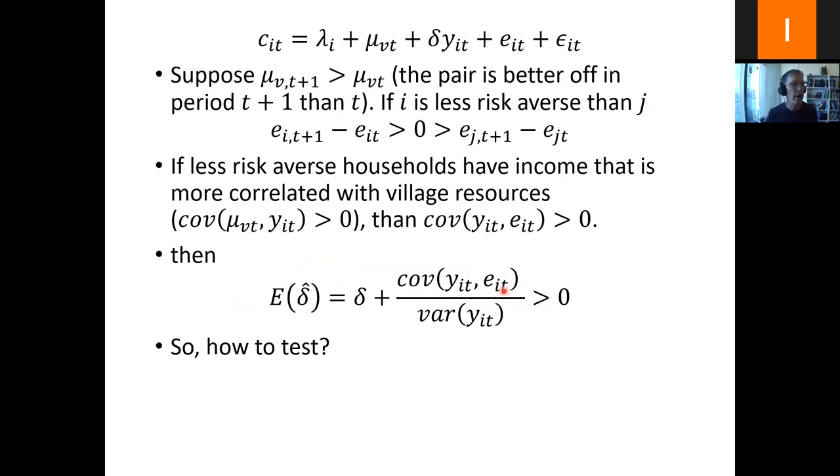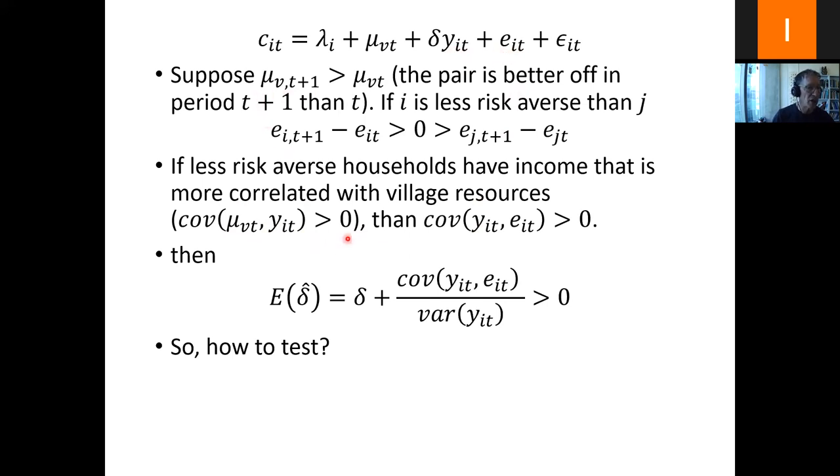And suppose that resources are better in period t+1 than t. So just like I showed you on that graph, suppose the village has got more resources than they did before. Then if i is less risk averse than j, i is going to have a bigger e in period t than j, because j is more risk averse, so it increases its consumption less, whereas i is going to increase its consumption by more. If at the same time, less risk averse households have income that is more correlated with village resources, then the covariance of mu_vt and y_it is going to be positive. This is, the more risk averse guys are going to have a higher income in periods when the village has higher income. Then that's going to lead to a covariance between e and y that's positive.